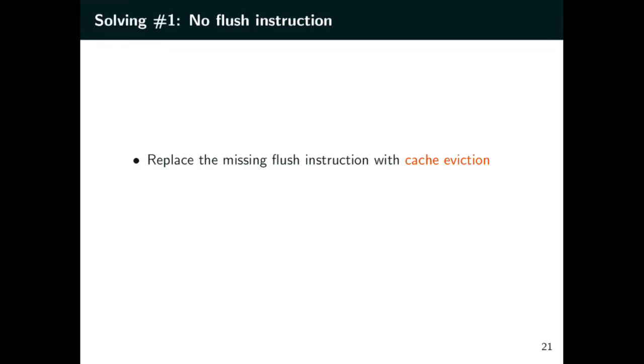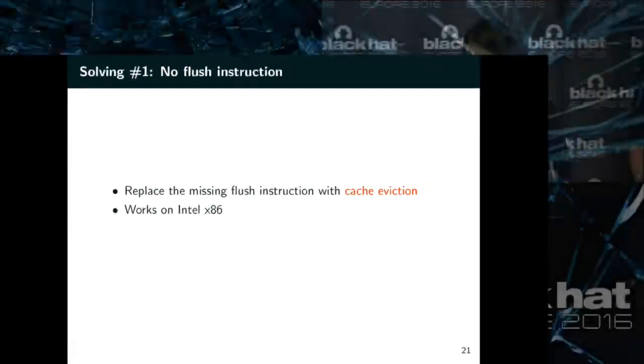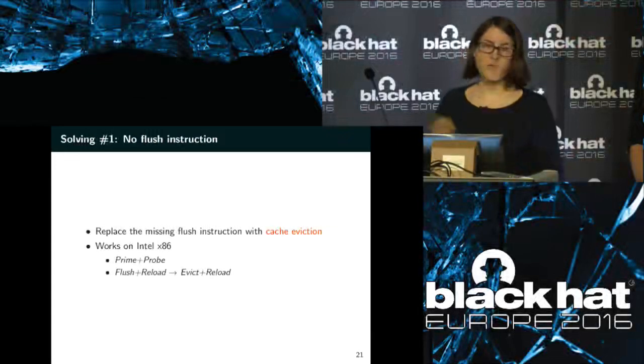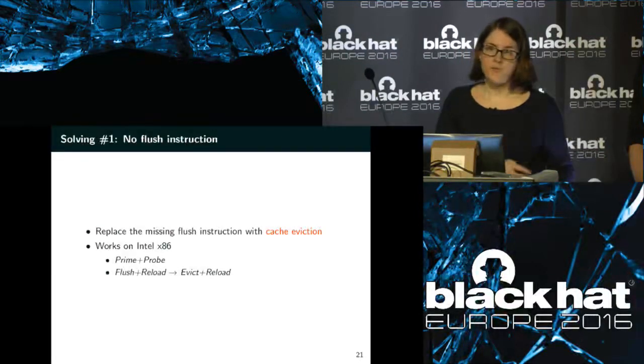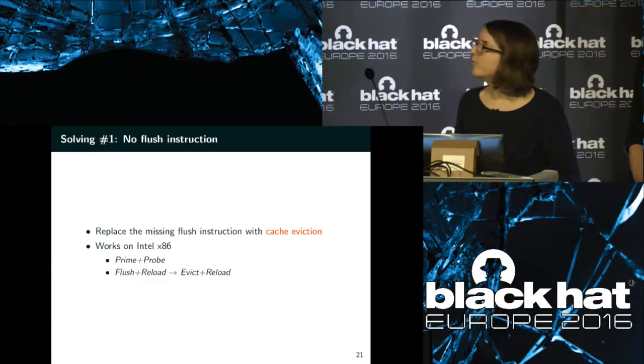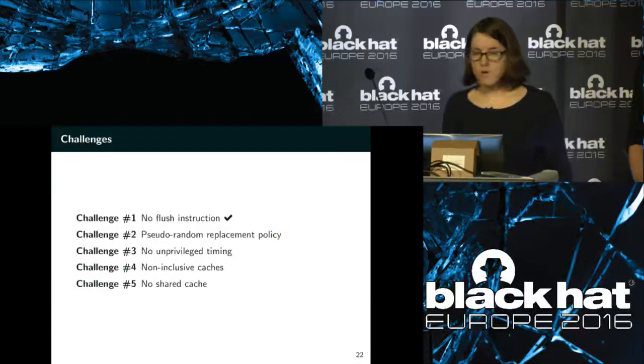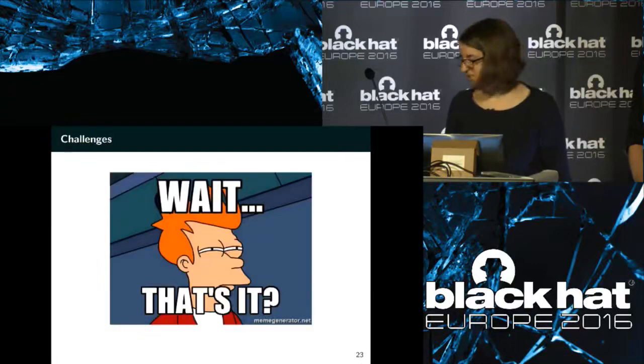The idea is quite simple. We're going to replace this missing flush instruction with cache eviction. That actually works well on Intel x86 because we have Prime+Probe that I showed you at the beginning. This one does not need any flush instruction. And if we have some kind of shared memory but no flush instruction, we can perform a variant of Flush+Reload that is called Evict+Reload. So challenge 1 done. Or is it?